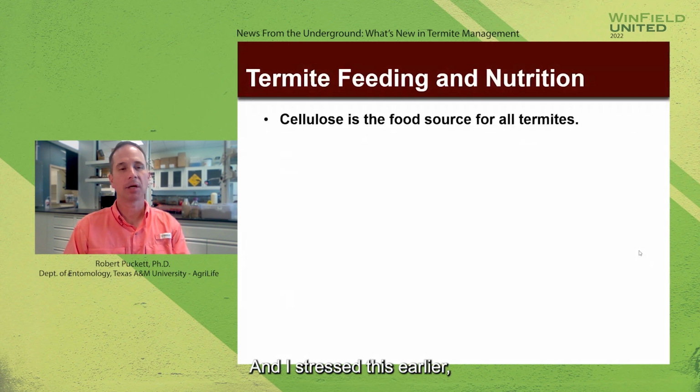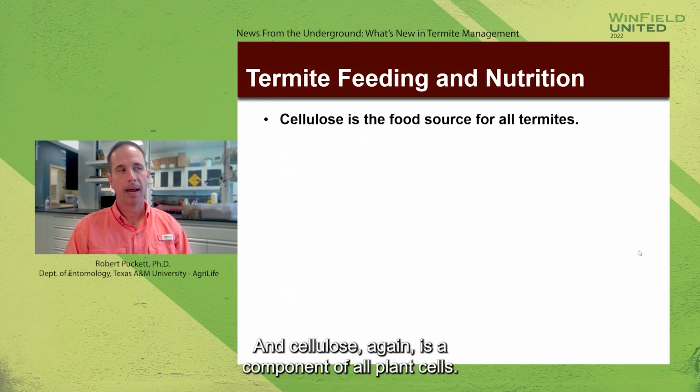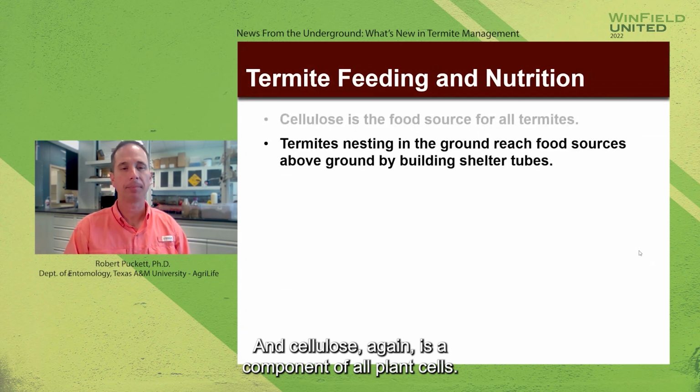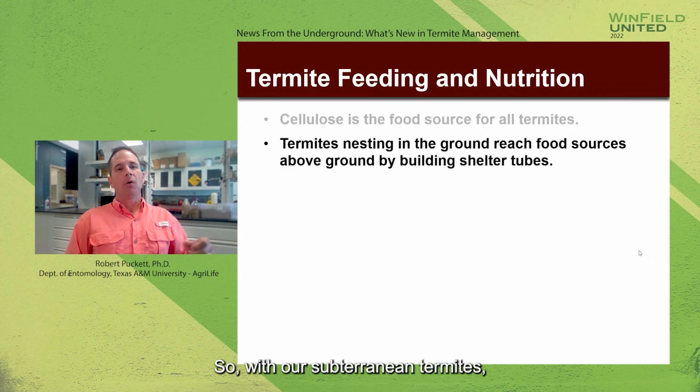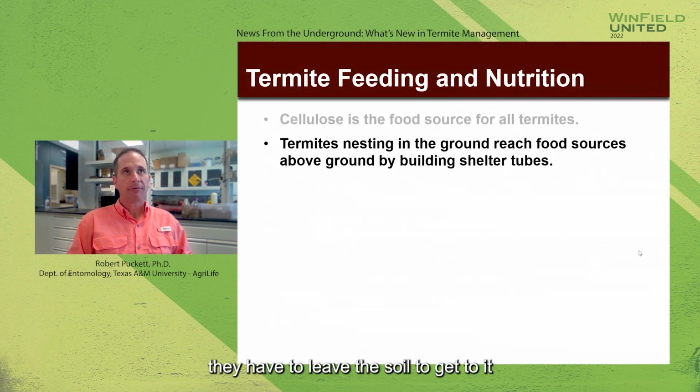And I stressed this earlier: cellulose is the food source for all of our termites, right? And cellulose, again, is a component of all plant cells. So, with our subterranean termites, they're looking for wood in a structure, and typically they have to leave the soil to get to it if you don't have wood to ground contact.